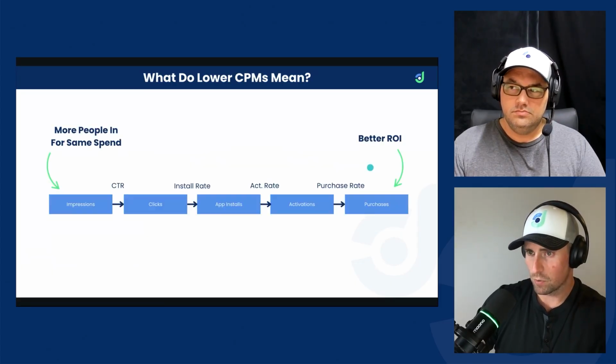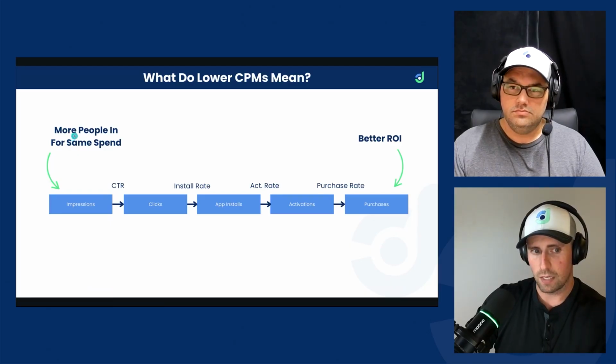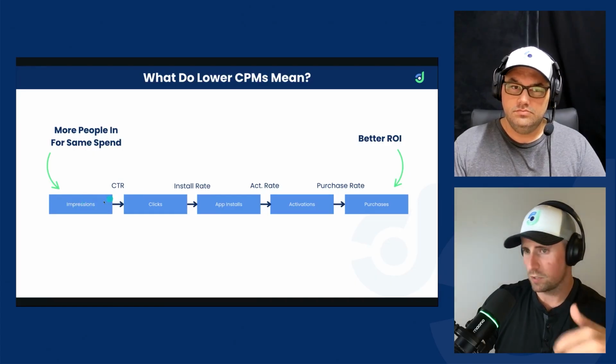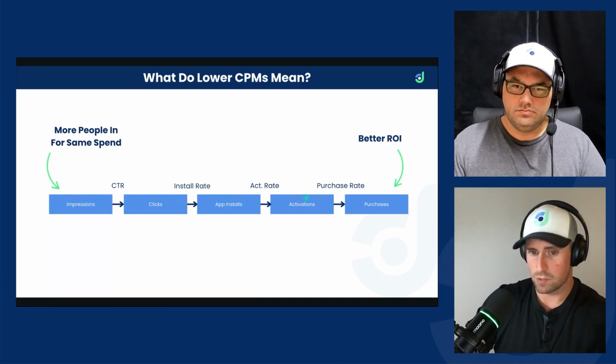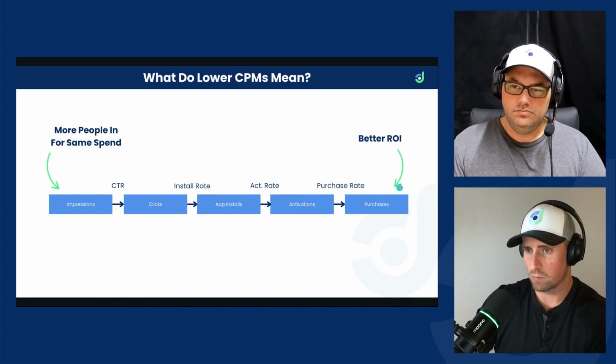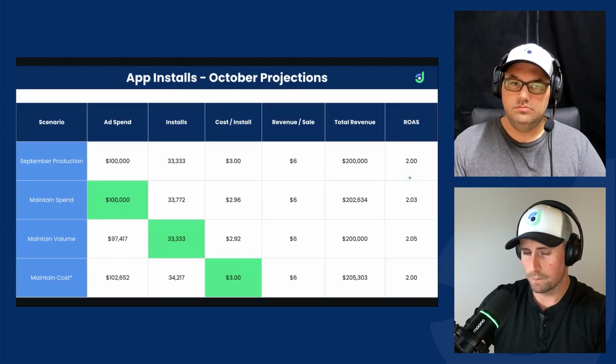And the reason it's important that CPMs translate to cost per install and ROAS is, as you're putting in the same amount of spend, you're going to get more people. Your number of impressions go up. Your CTR is probably not going to change. So you're going to get the same number of clicks, the same number of installs, the same number of activations, the same number of purchases. So you're going to get a better ROI just based off the number of people you're reaching, as long as nothing in this funnel changes.